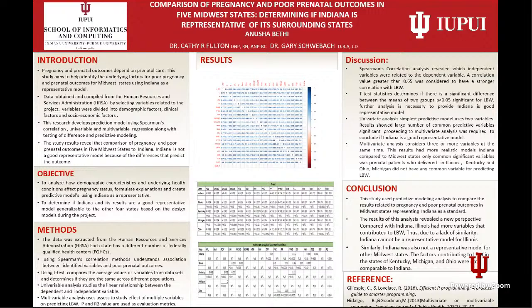So, Anusha, this is Dr. Jones calling. Based on your research, what do you think Indiana needs to do to get better results? Do they need to collect other data, or what do they need to do?